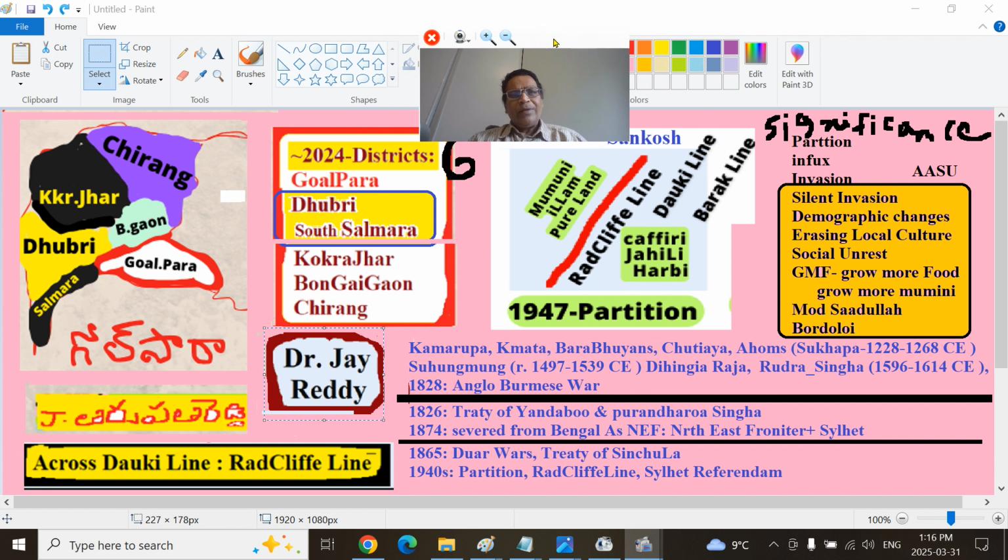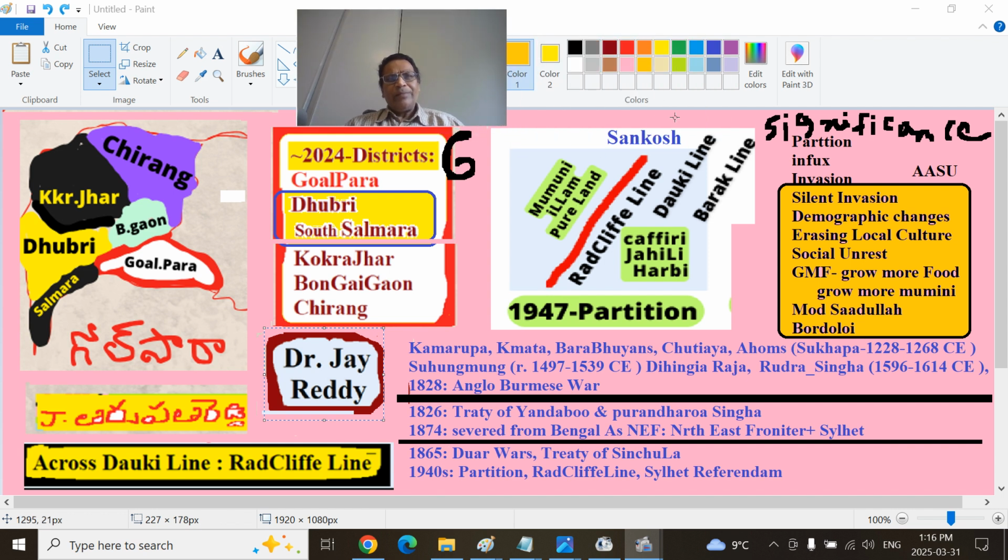This is the historic Radcliffe Line, partition line. Sankosh line or Dauki line or Barak line, sometimes it's called, and the construction of the geopolitical entity of Assam after the Treaty of Yandabo. I will not go over that here. I have discussed that elsewhere.